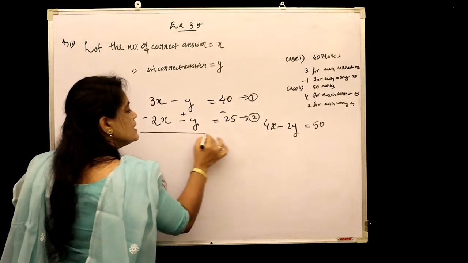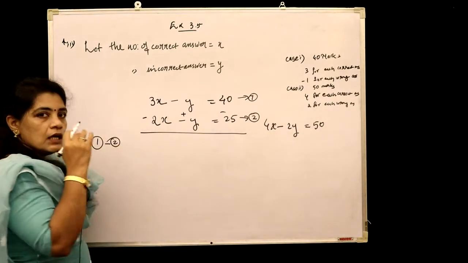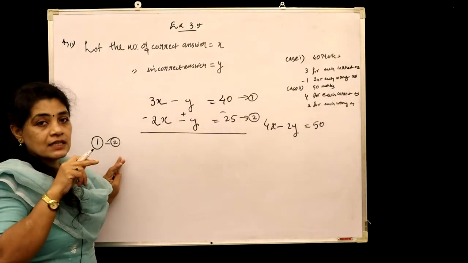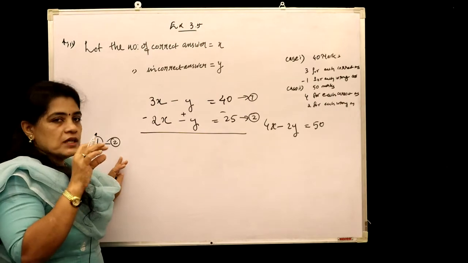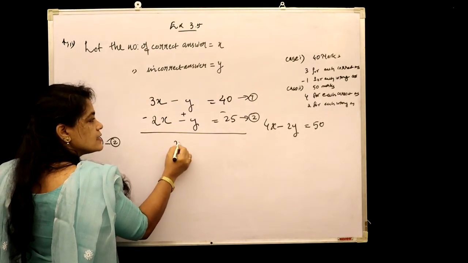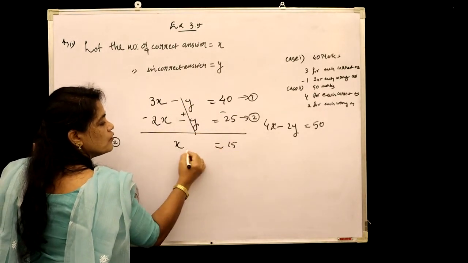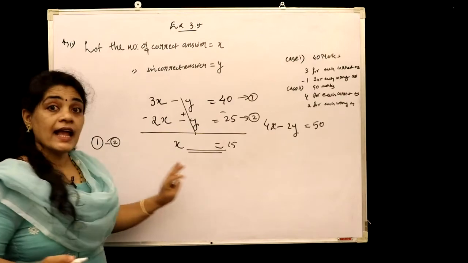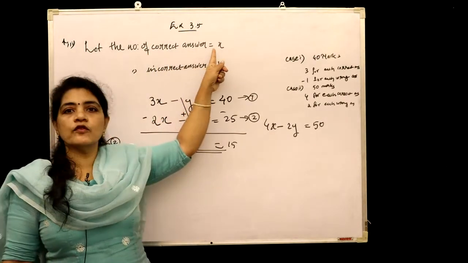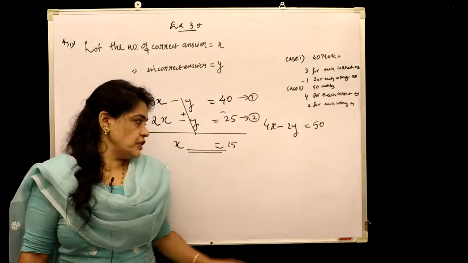Now after changing the sign, we are doing here 1 minus 2. Equation 2 is subtracting from the first equation, hence for that we change the sign of the second equation. So 3x minus 2x is x. This term gets cancelled. 40 minus 25 is 15. That means x is equal to 15. What we have taken x as the number of correct answers. So we have that as 15.